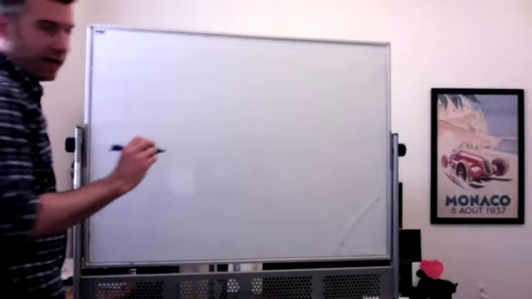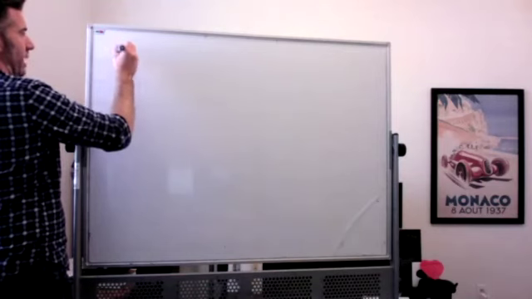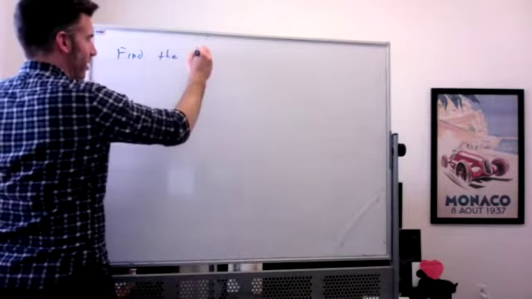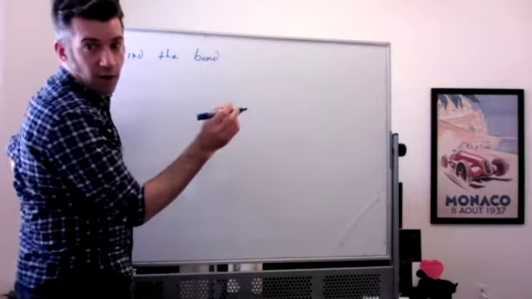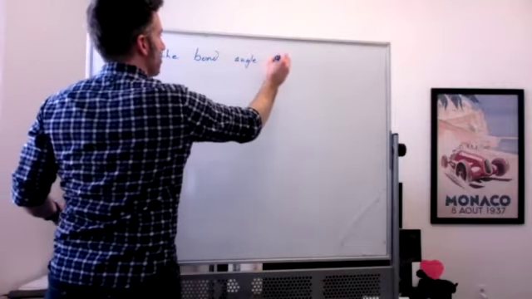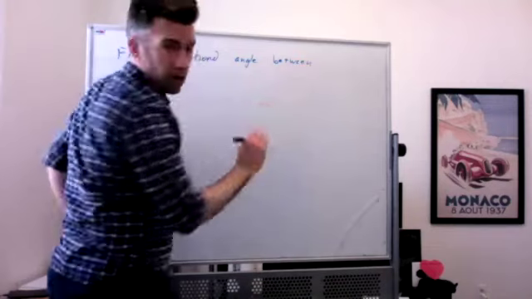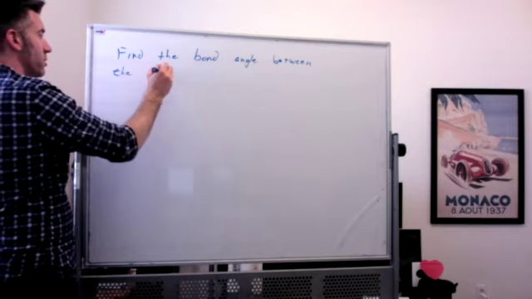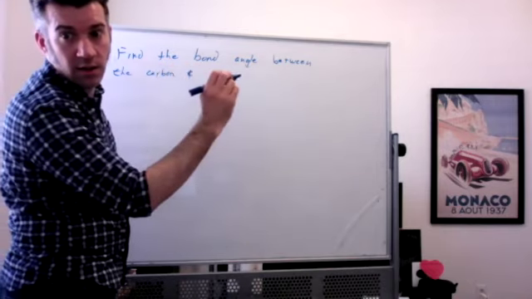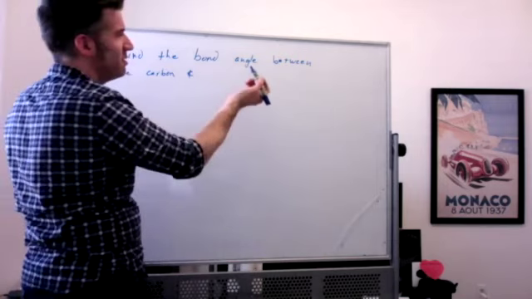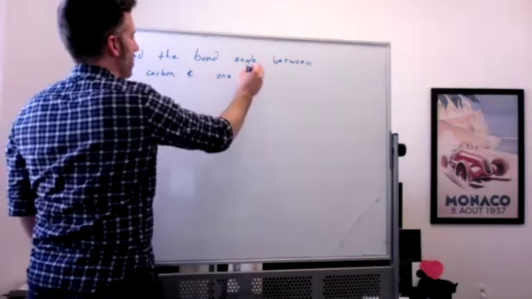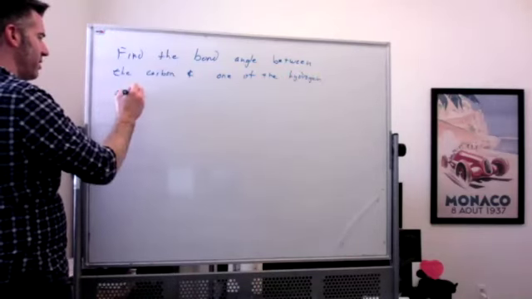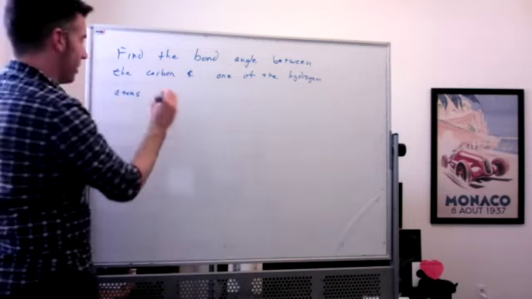So here is a question that I think is interesting, especially if you like chemistry, physics, whatever. Molecules. I mean, I think we all like molecules. They're kind of what keeps us together. Find the bond angle between the carbon and one of the hydrogen atoms on a methane molecule, CH4.